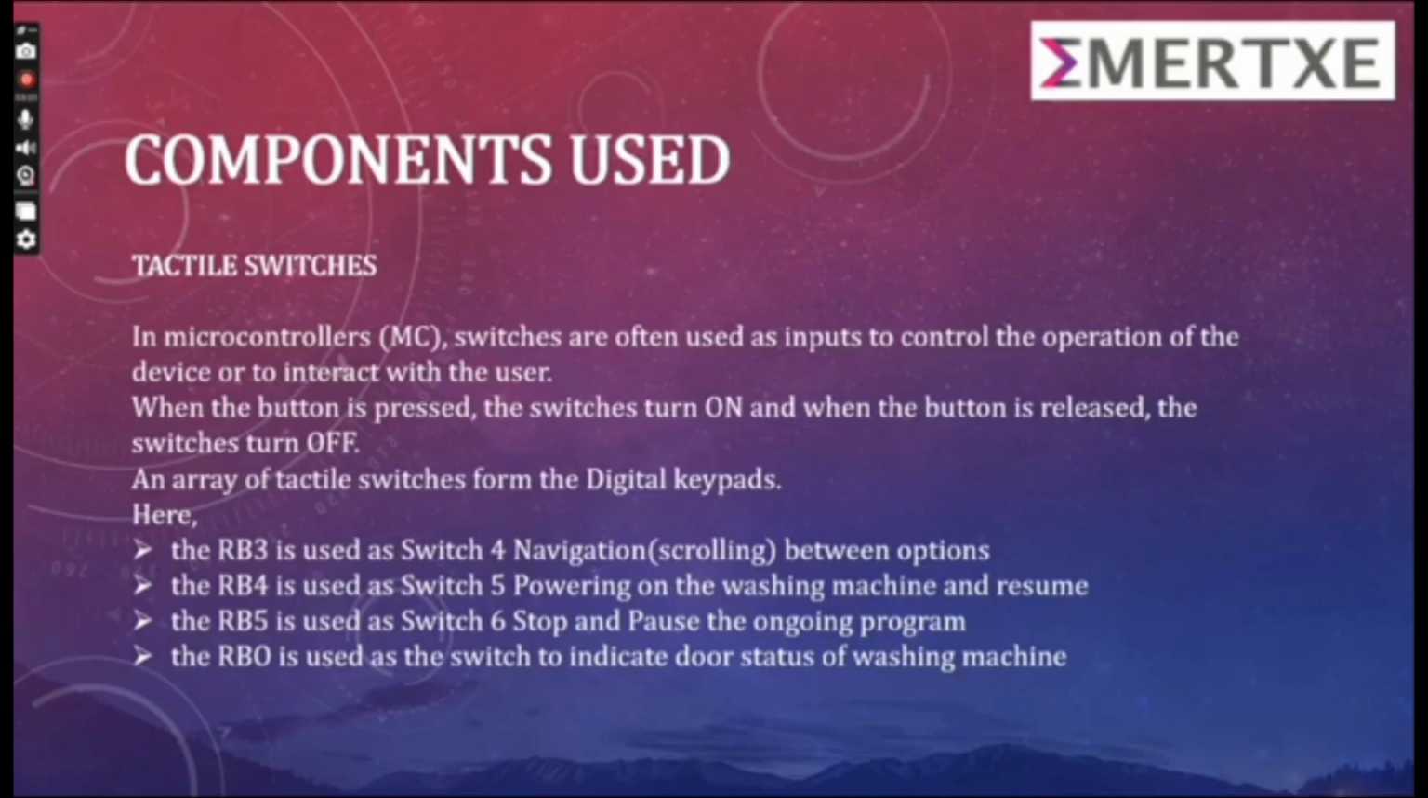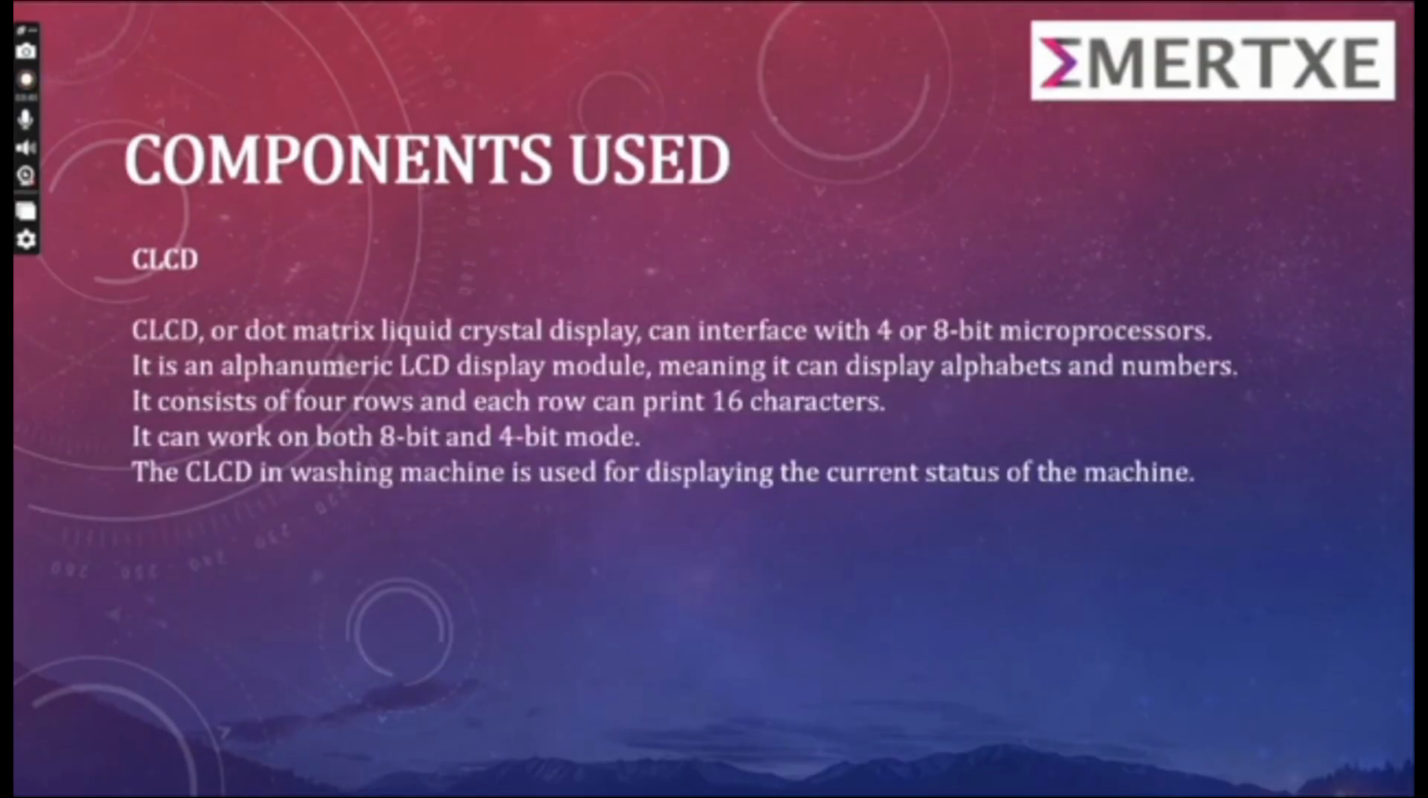In our project, RB3 is used as switch 4, which is used for navigating between options. RB4 is switch 5, which is used for powering on the washing machine and to resume. RB5 is used as switch 6, which is stop and pause during the ongoing program. And RB0 is used as a switch to indicate the door status of the washing machine.